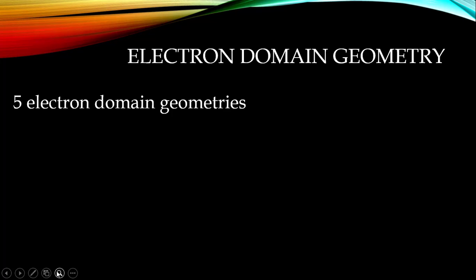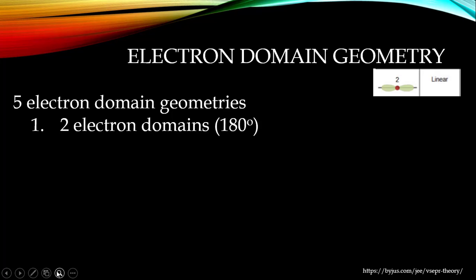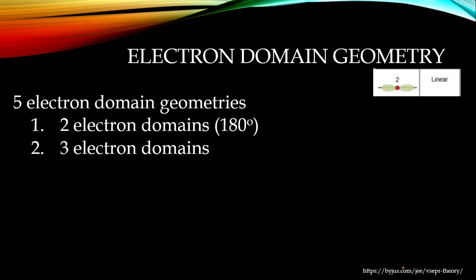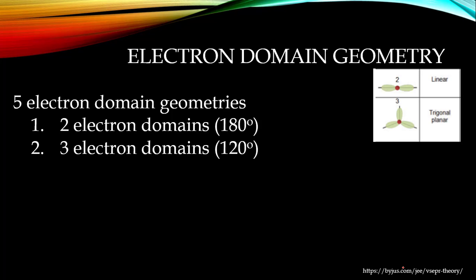Now it turns out that there are 5 electron domain geometries. You can have 2 electron domains. That will look like this. That's the central atom. These are the electron domains. And they are linear. It's 180 degrees. You can have 3 electron domains. That looks like this. It's called trigonal planar, and the angle between the domains is 120 degrees.